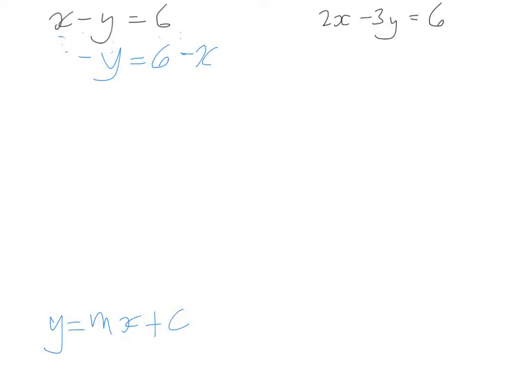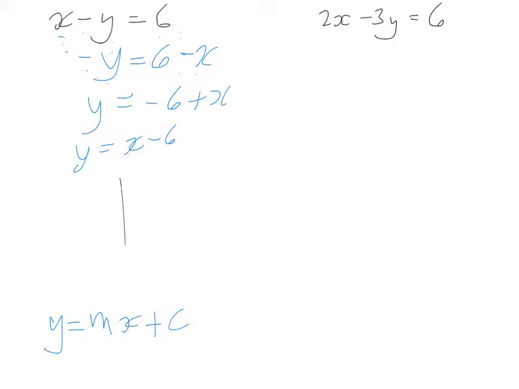And now from there, we've got a negative y. We don't want a negative y, we want a positive y. So we've got to multiply both sides by negative 1. So multiply this side by negative 1, we get y. Multiply this side by negative 1, we get negative 6 plus x. And then once again, y equals, we want x first, so x minus 6. And then from there, we'd sketch that.